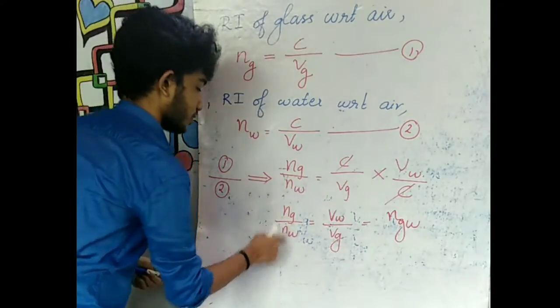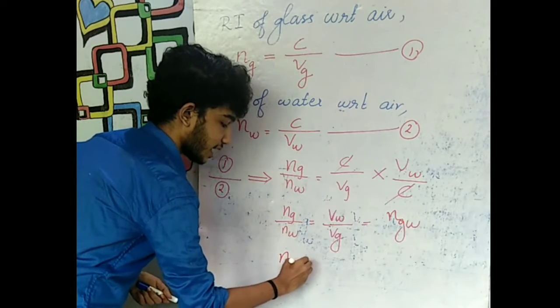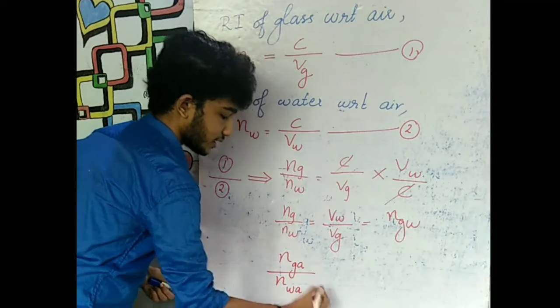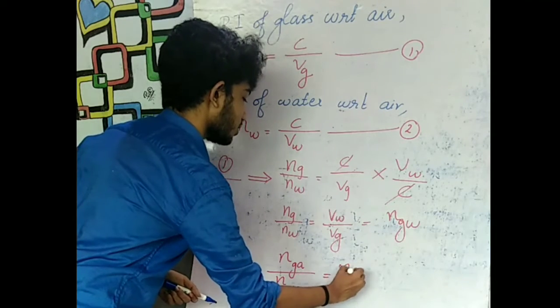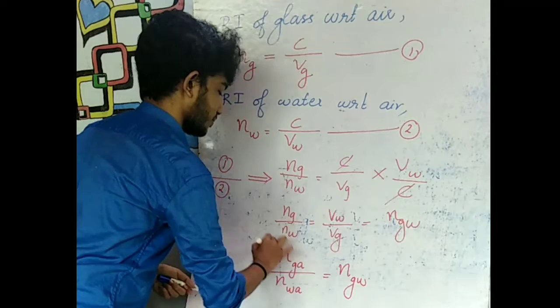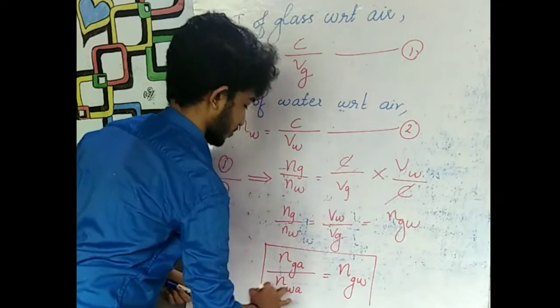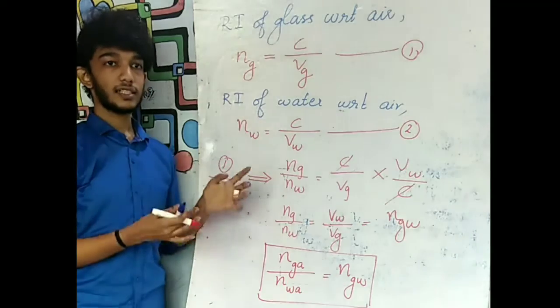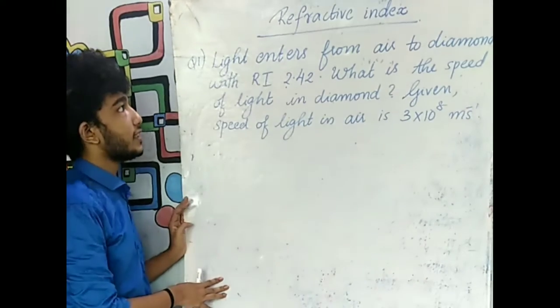Or we can write, refractive index of glass with respect to air divided by refractive index of water with respect to air is equal to refractive index of glass with respect to water. This way we can write the equation. Now let us do some numericals related to this. See the first question here.